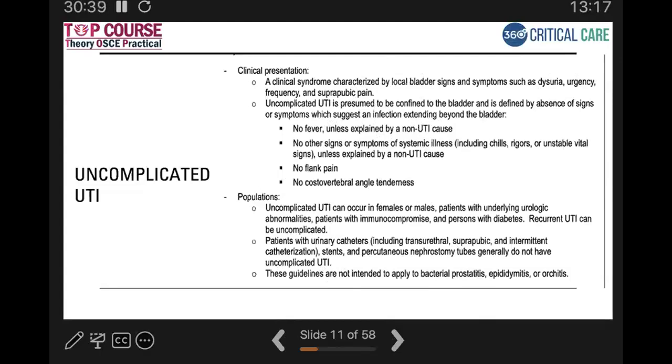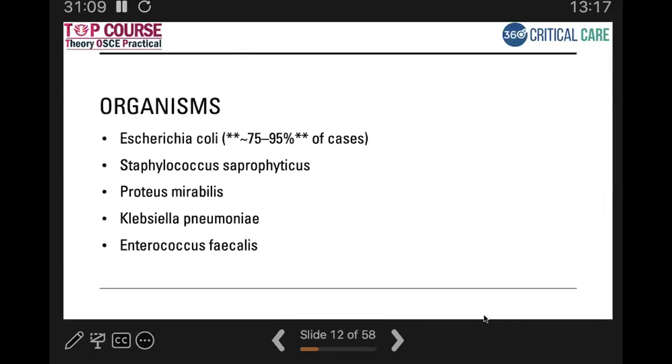Okay, so patients who have indwelling catheter, stents, and percutaneous nephrostomy tubes will not be included under uncomplicated UTI, and especially men who are having prostatitis, epididymitis, orchitis will not be included under uncomplicated UTI. Only cystitis related symptoms in men or women, even with underlying risk factors like diabetes, immunosuppression, transplant, and all of that, when the infection is confined to the bladder, then it is called uncomplicated UTI.